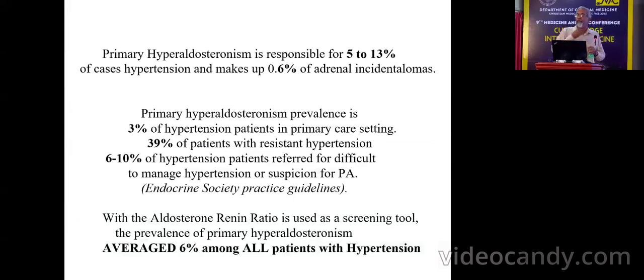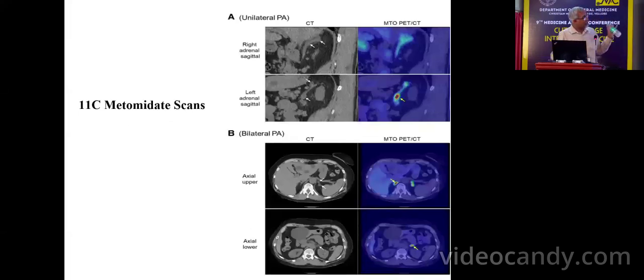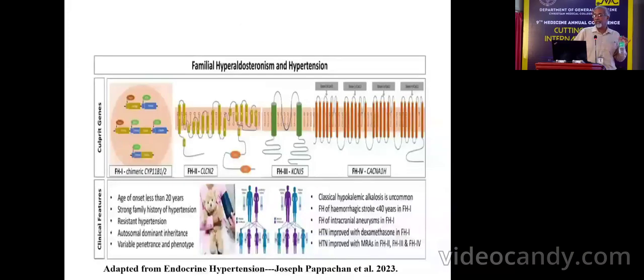So just a bit of percentages to tell you how common it is: 5 to 13%, 0.6% of adrenal incidentalomas, maybe more now as we look at these, 3% of hypertension in a primary care setting, and 39% with resistant hypertension on a long-term basis. You can manage a lot of these medically. That's important for you to understand. There's a proportion which you can manage with just spironolactone or eplerenone in a good number as well. So nowadays we have other isotope scans which can be used, especially when you have bilateral lesions and there's ambiguity. There are isotope scans which can be used to help in identification of the condition.